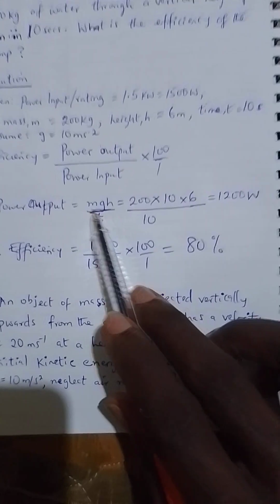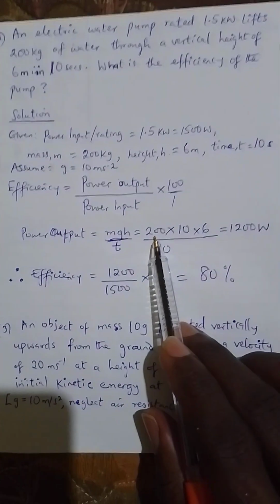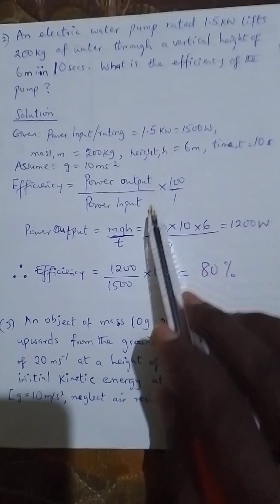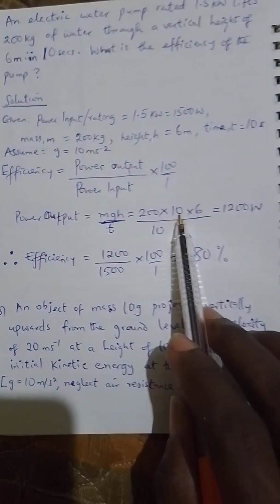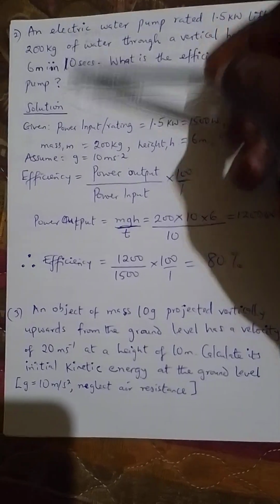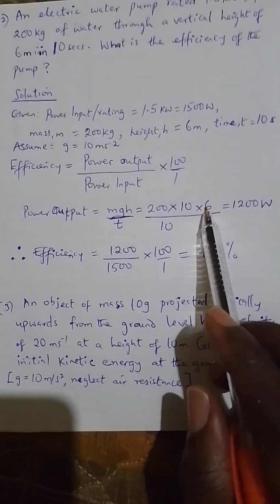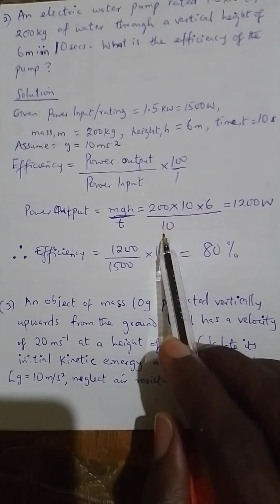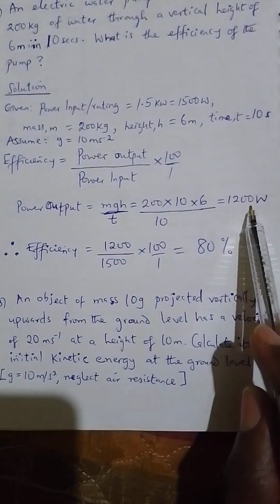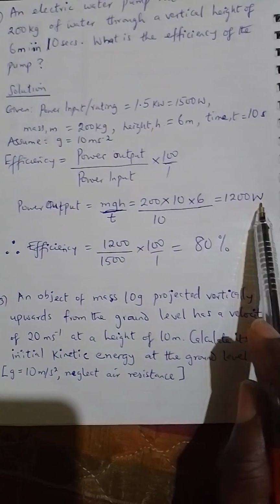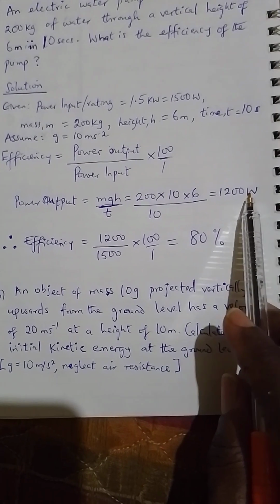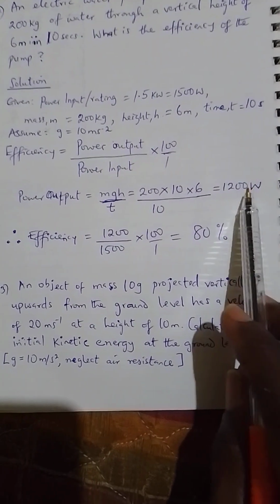Alright, so we have our mass of water, 200 kilograms, times acceleration due to gravity. It's not given, so we have to assume it, 10, times the height through which the water moves. So this is work done, all over time. All of that takes place in 10 seconds. The unit of power is watts. So this is our power output, the useful work per time.